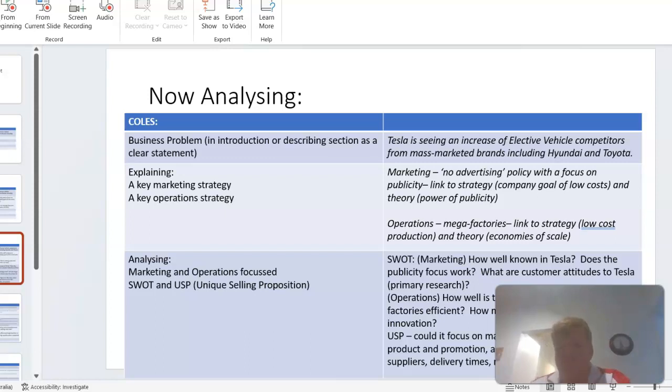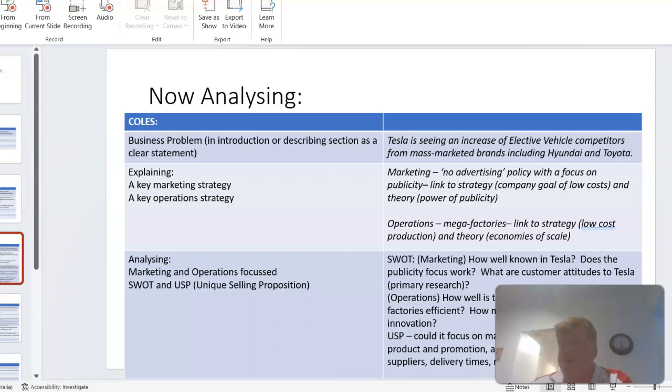How well is the brand known? That could be a great place to get some primary research into your assignment. Do a little survey, or maybe go and have a look at some online reviews. What are the customer attitudes? In the operations, how well is technology used?